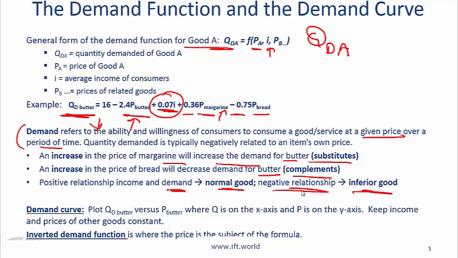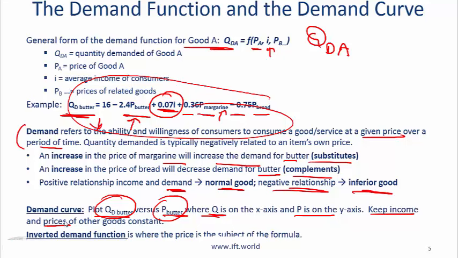When we say plot the demand curve, we are simply plotting the quantity demanded for a given product such as butter with the price of butter. The quantity is on the x-axis, price is on the y-axis. When you plot the demand curve, the only thing that changes is the price of butter and quantity of butter. Other variables such as income and price of other products have to remain constant.